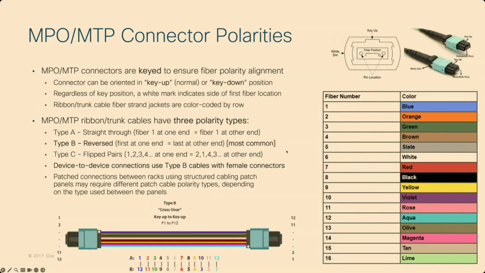This is not used by any of the devices that I know in the data center, but just be aware that if you see an option for a type C polarity on an MPO or an MTP cable, that's not the one you want. Typically, any kind of device-to-device connections are going to use those type B cables, and they're going to be the female or the unpinned connectors.